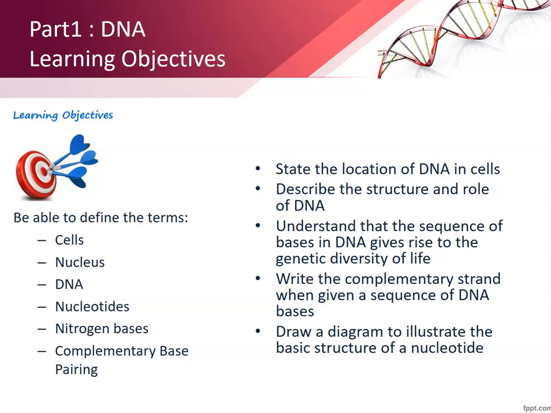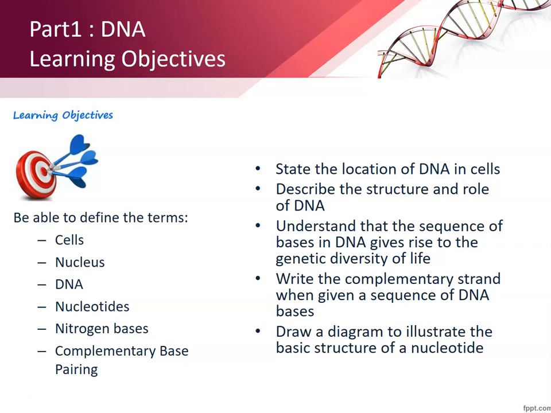This includes key terms that we need to know and the different things that we should know by the end of this lesson. So for this lesson we want to understand what a cell is, where the nucleus is, what DNA, nucleotides, nitrogen bases and complementary base pairs are, and all of these will be found in your flashcards that have been linked in our Teams to Quizlet. So you can study those there and we'll go through the meaning of those as we go through.